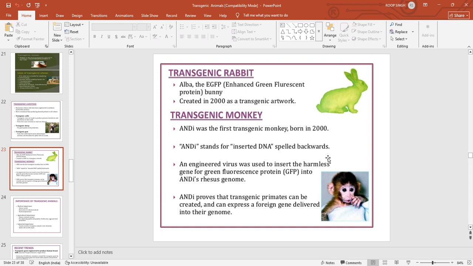Transgenic monkey is also there now. Andy was the first transgenic monkey born in 2000. Andy stands for inserted DNA spelled backward. Retroviral gene vector was used to insert the harmless gene for green fluorescent protein, GFP, into Andy's rhesus genome. This proves that transgenic primates can be created and can express a foreign gene delivered into their genome. So monkey also has been made transgenic.